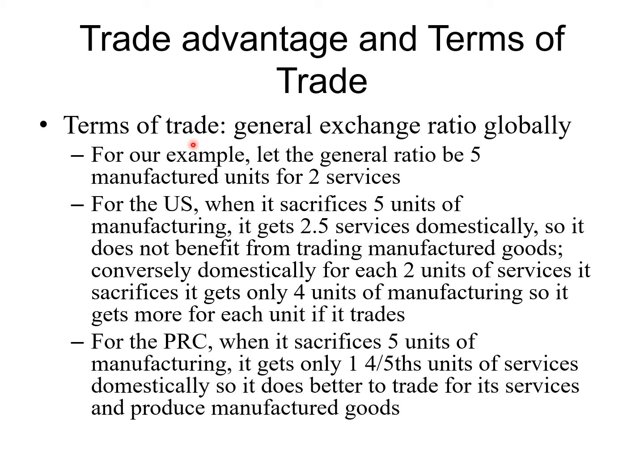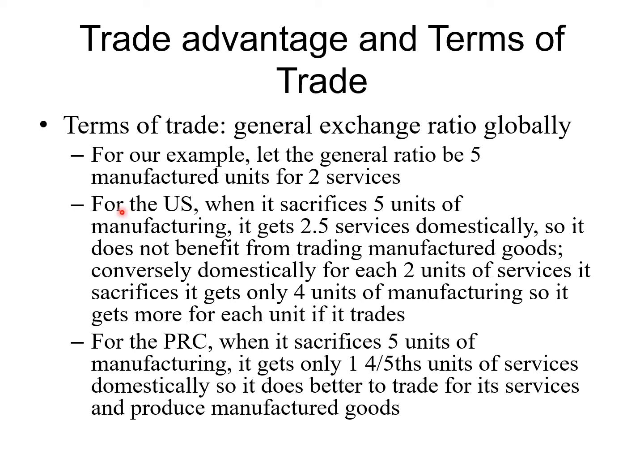We look at the average sacrifice ratio throughout the entire system. So let the general ratio be 5 manufactured goods for 2 services. For every service, you get 2.5 manufactured goods, okay, which means services are more valuable. And they typically are. They have a greater value added. Remember about value added? They have more value added, okay, because they have a greater quality, a greater skill of services, a greater skill of labor, basically.